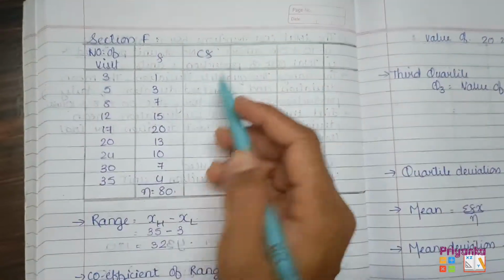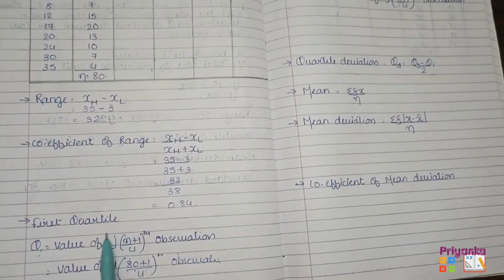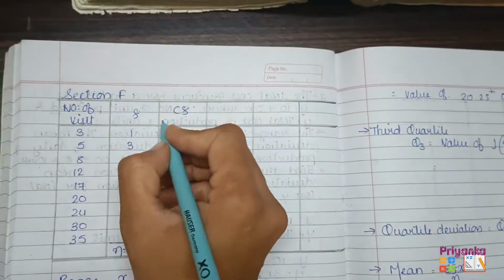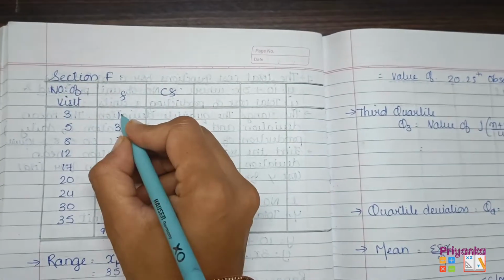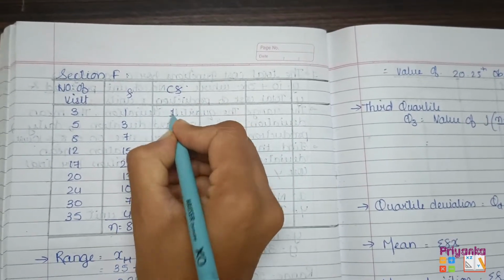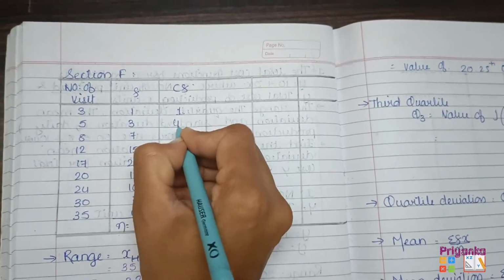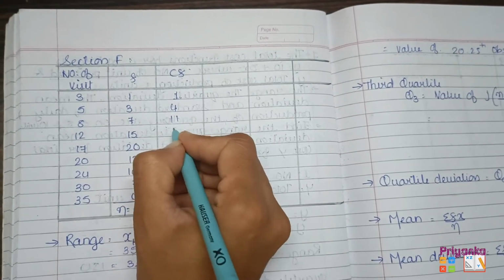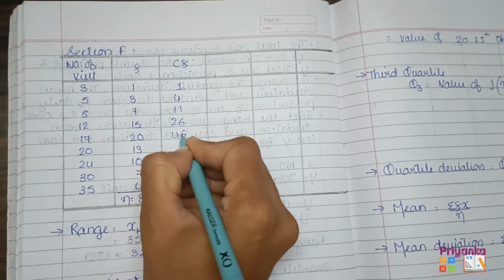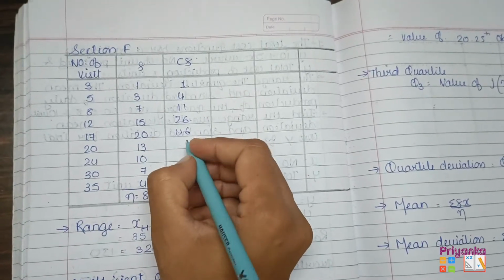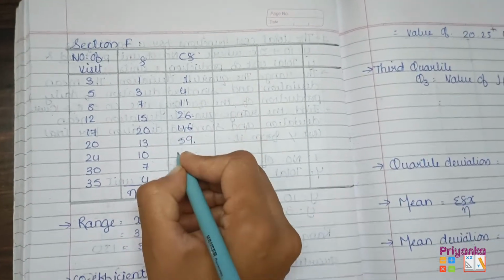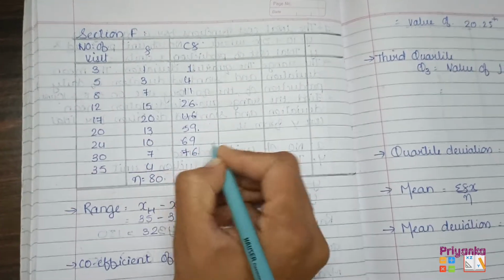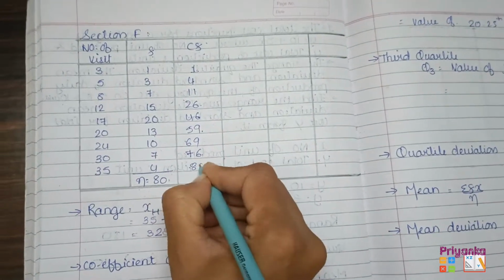For quartile, obviously we need to find the cumulative frequency, which I forgot. So let's first find it. That is simple, you just keep adding the frequency. Frequency 1, 1 plus 3, 4. 4 plus 7, 11. 11 plus 15, that is 26. Plus 20, 46. Plus 13, that is 59. And keep on going with this. And here comes 80.